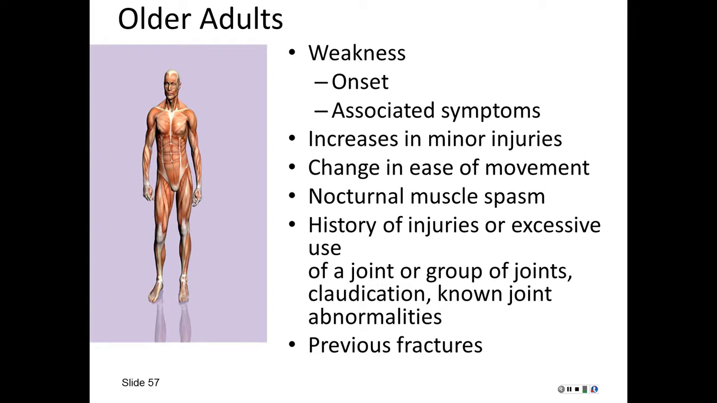You also want to look in the older adult about increases in minor injuries, any change in the ease of movement, like getting up from the chair, any nocturnal muscle spasms. And if they're having that, are they in their legs? Are they in their feet? Any history of injuries or excessive use of a joint or group of joints? If they have any kind of claudication or known joint abnormalities or any previous fractures.